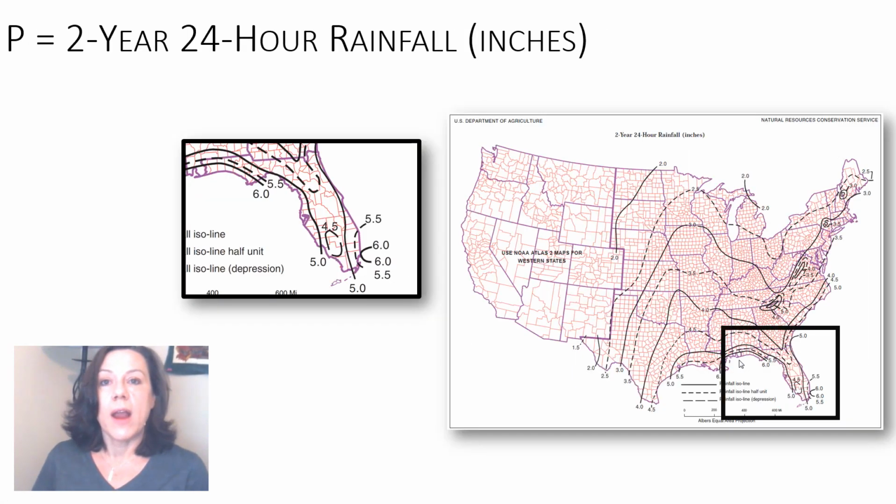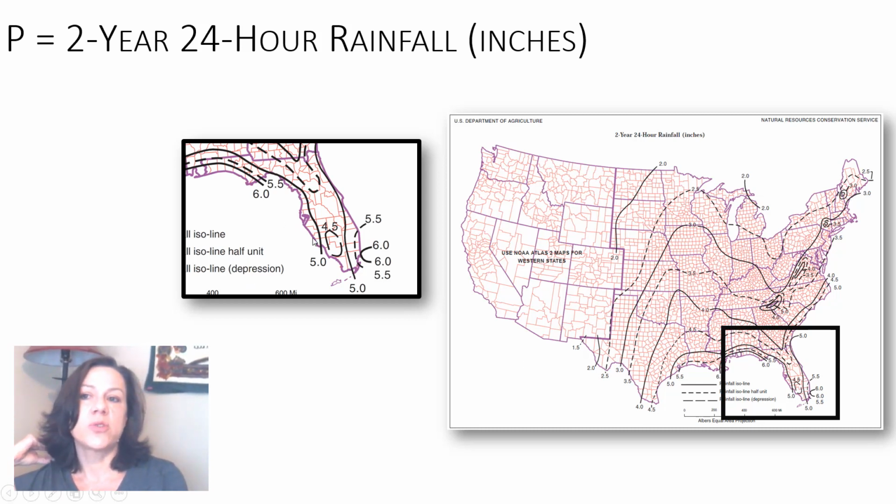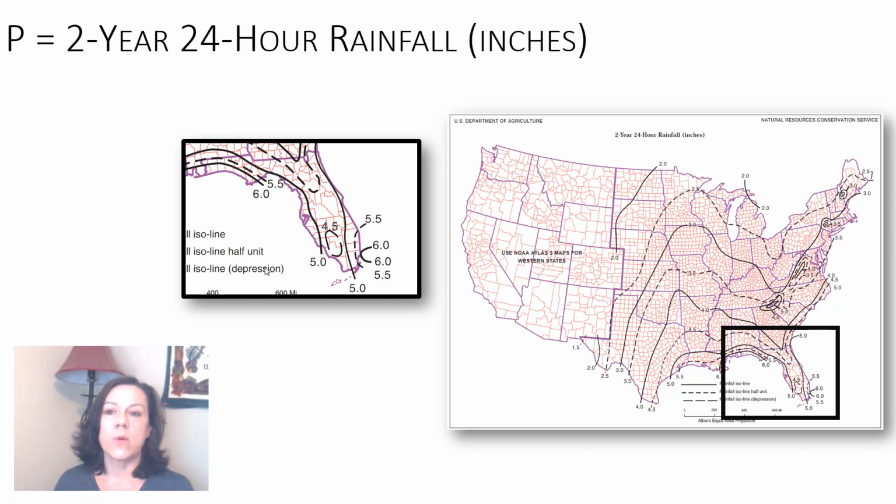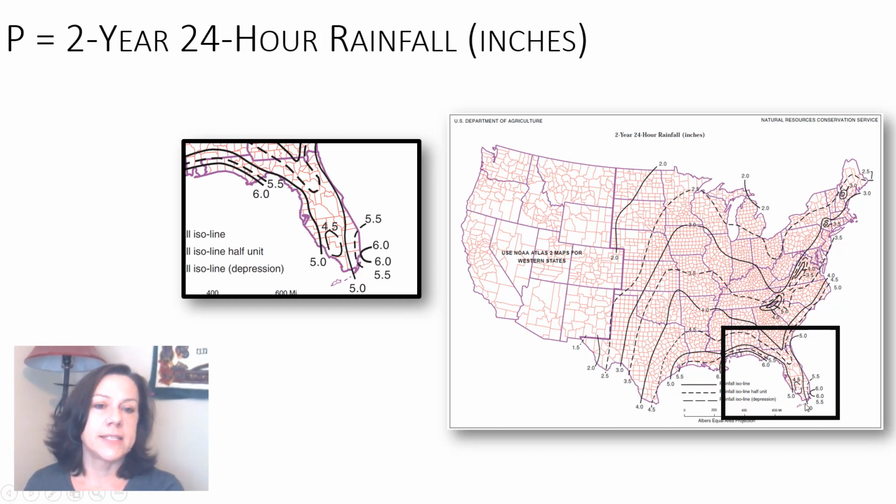Now, this is one of the graphs in the book for the time of concentration. We'll be using, you'll see this again, the P 2-year 24-hour. It's used in the time of concentration calculations. So these are called ISO lines. So we're looking at us here in Florida.